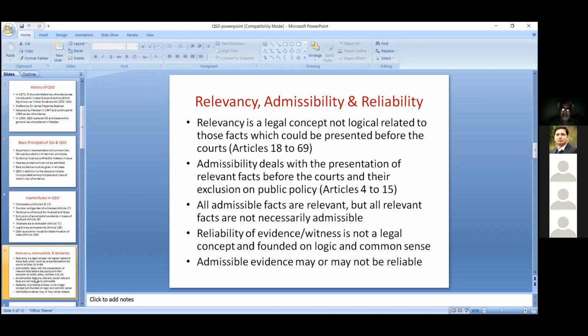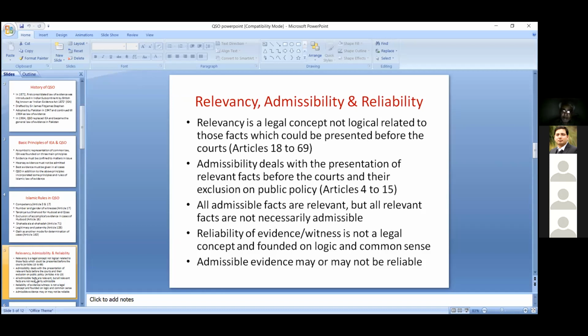But sometimes relevant evidence is excluded. Even though that piece of evidence is relevant under a provision of law, it is not allowed to be presented before the court. So the evidence is relevant, but not admissible. This concept, if we see the provisions from Article 4 to 15, which deal with different kinds of privileges and protections to various kinds of persons and pieces of evidence, is provided there.